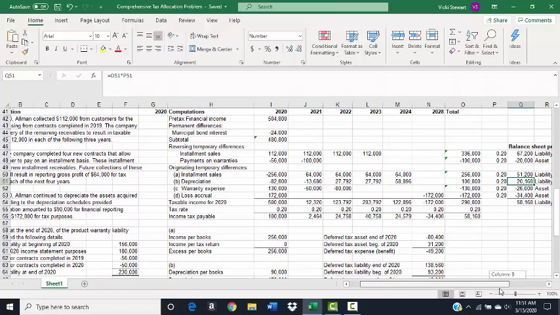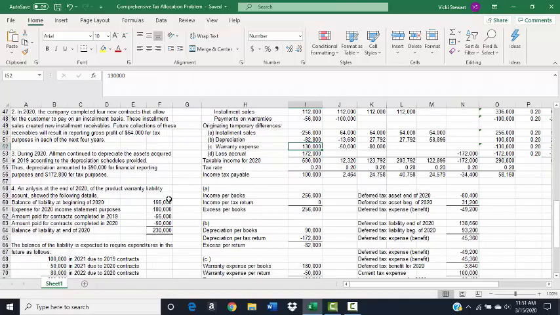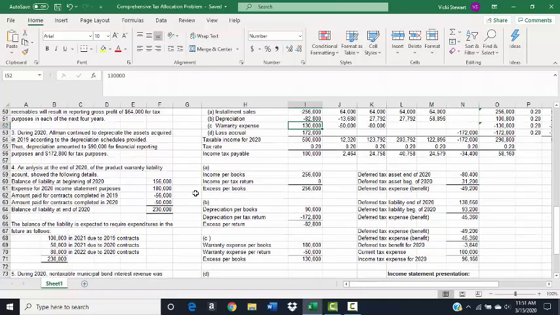Now we're going to talk about the warranty expense. As I said, I scheduled the reversing warranty payments for 2019 up in the top. So what we're going to look at now is the new warranties that we had for our products for this year. It's a little bit confusing how the problem is set up because it combines both of the years together. I think it makes a little bit more sense if you show them separated.